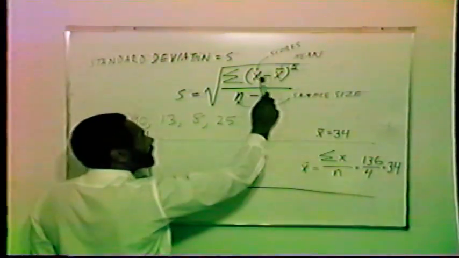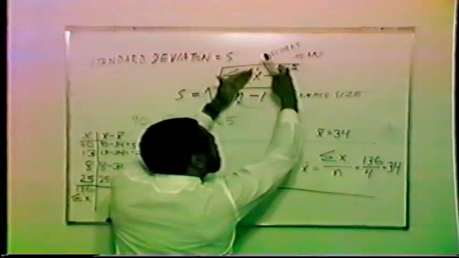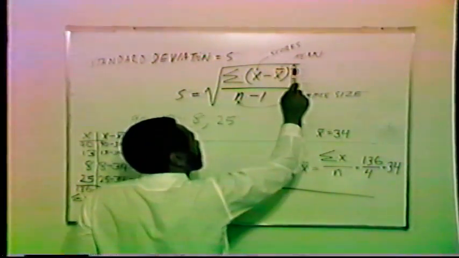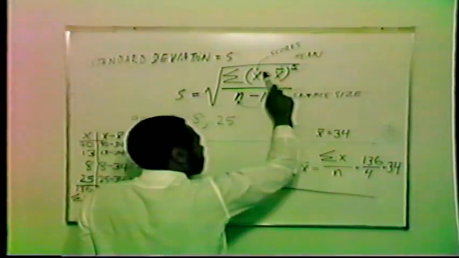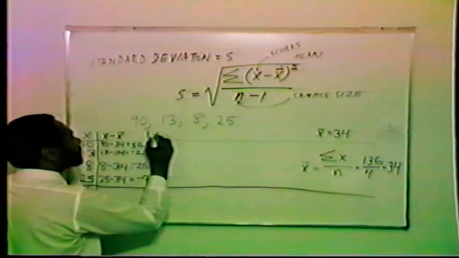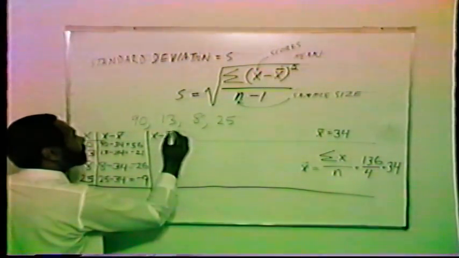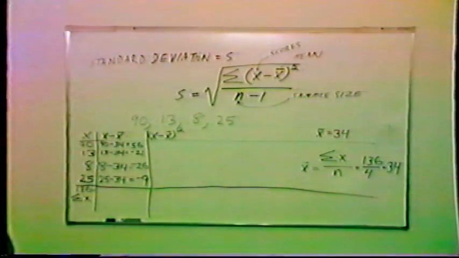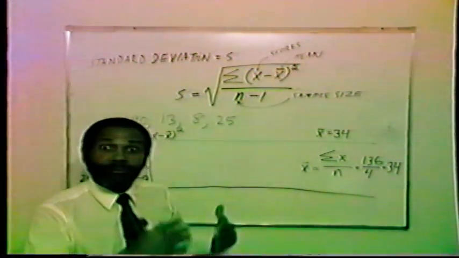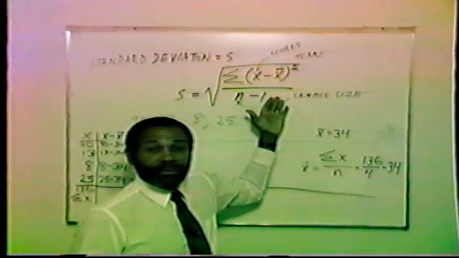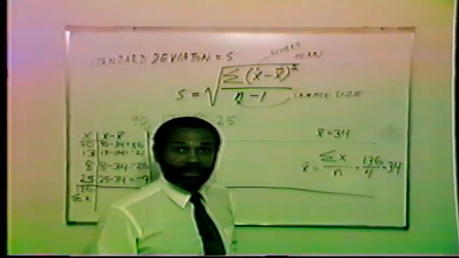I look at my formula again, and I see that the next thing I need to do, after I subtract the mean from each score, is square. I need to square that difference. So that means that in my next column, I'm going to have (x minus x bar) squared. So I hope you're following how you figure out what the next column is. You just keep referring back to the formula until you've found everything that's in the formula.